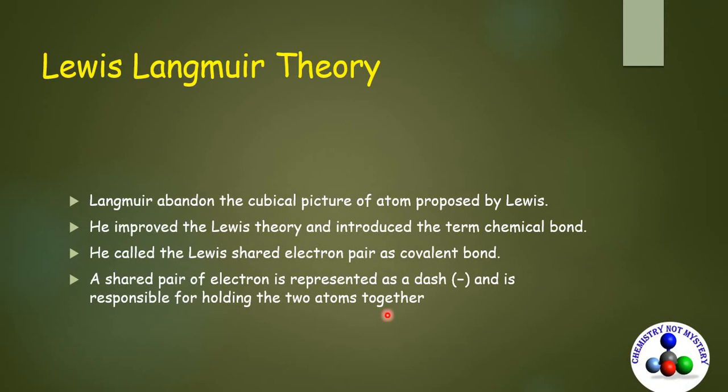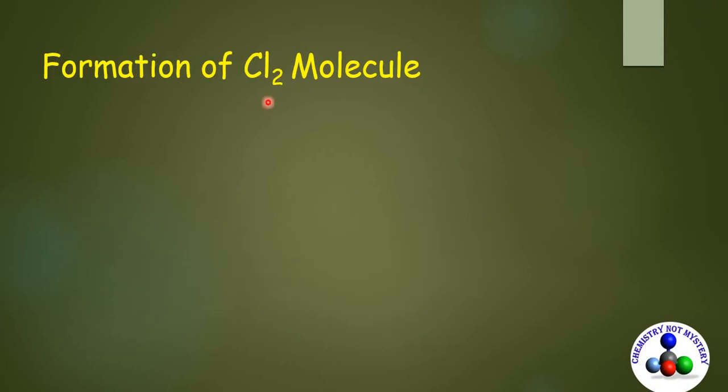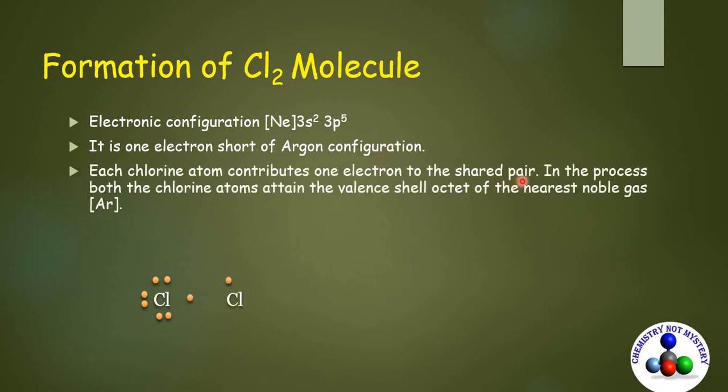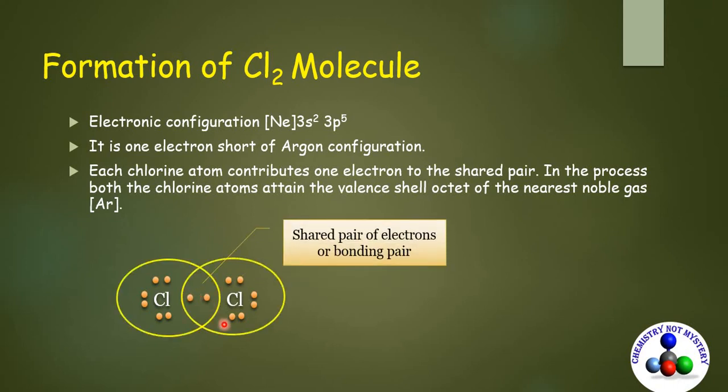Let's see how did Lewis explain the formation of Cl2 molecule. The electronic configuration of chlorine is neon 3s2 3p5. It is just 1 electron short of argon configuration. In order to achieve that configuration, it can share 1 electron with the other chlorine atom. In this way, each chlorine atom contributes 1 electron to the shared pair. This shared pair of electrons belongs to both the chlorine atoms.